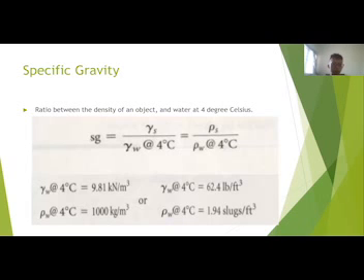Specific gravity is the ratio between the density of an object and water at 4 degrees Celsius. It can be the specific weight of a substance divided by the specific weight of water at 4 degrees Celsius, or the density of a substance divided by the density of water at 4 degrees Celsius. The specific weight of water at 4 degrees Celsius is 9.81 kilonewton per meter cube or 62.4 pound per feet cube. The density of water at 4 degrees Celsius is 1000 kilogram per meter cube or 1.94 slugs per feet cube.